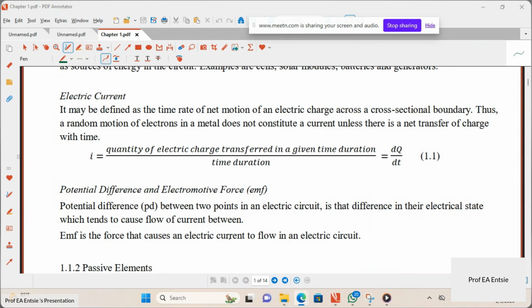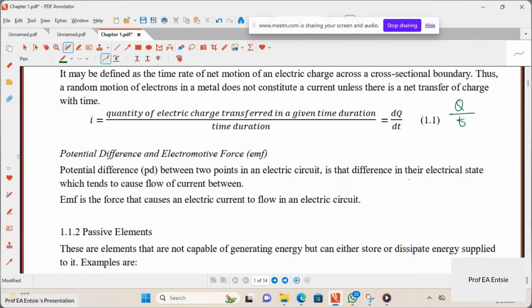Then what is electrical current? It's just electrons in motion. Current can also be defined in terms of the quantity of charge over time. So the rate at which a charge is flowing with respect to time is what you are calling current, right?